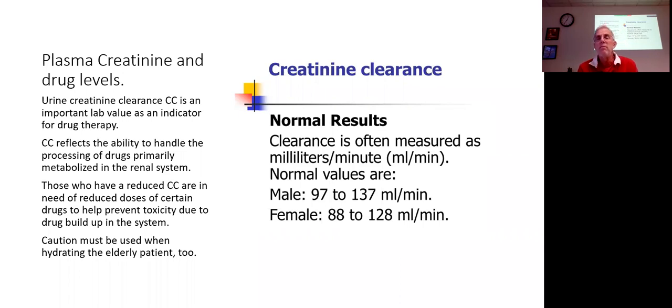And so I put this slide I got off the internet of normal results for male and female, and what it looks like when they draw blood for this. There are differences in what's normal and what's abnormal in both the male and female system.